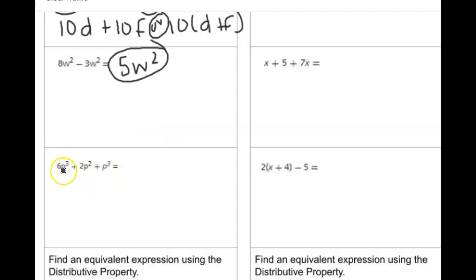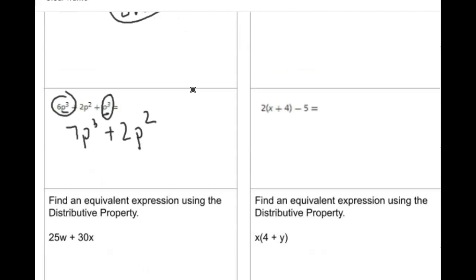This next one, if I look at the ending of all of them, some of them have different endings. This one's p to the third, this one's p squared, this is p to the third. So I can take this one and add it to these 6, meaning I have 7p cubed plus 2p squared. And that is my answer.